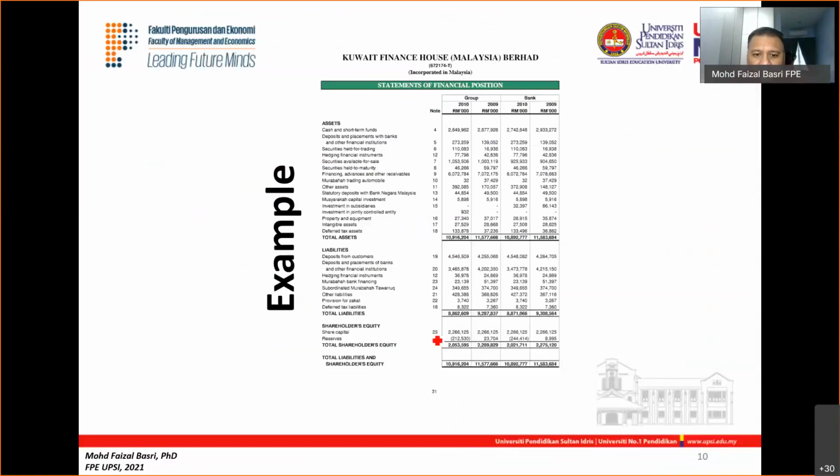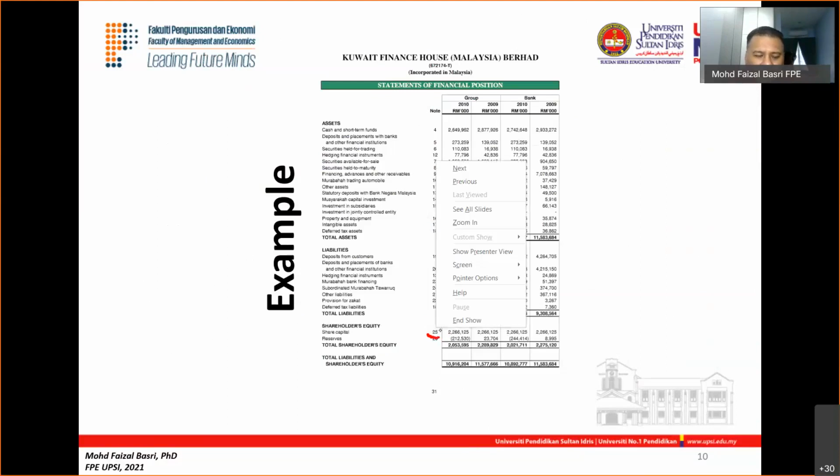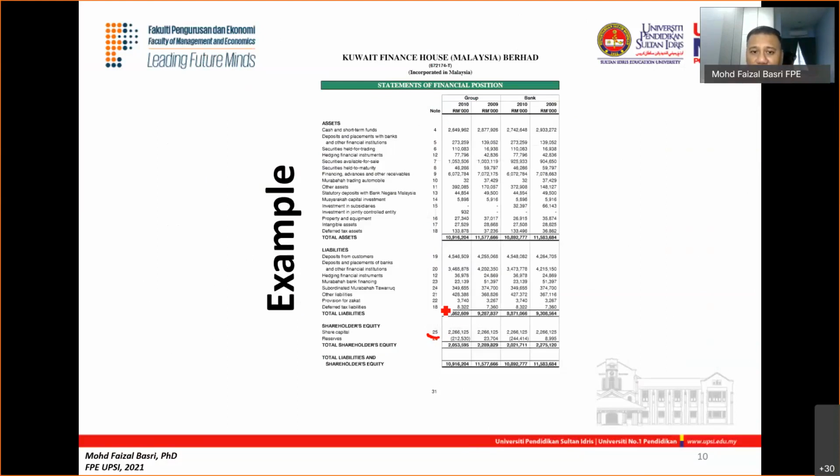So you can refer here to the share capital, for example, note number 25. Here in note number 25, with regards to capital and equity, maybe they write about the equity part, the number of shares outstanding. Okay, so we need to refer to the notes. So this numbering will have details.